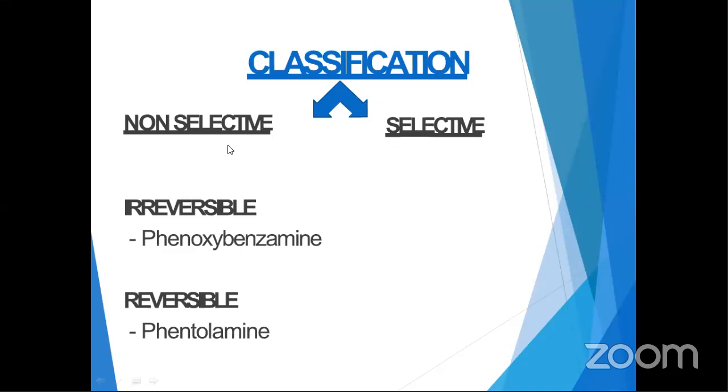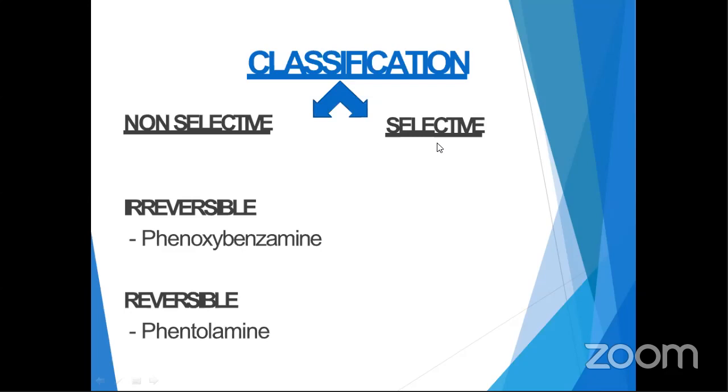When we say non-selective, it means that, as you know, alpha receptors can be classified into two types, alpha 1 and alpha 2. So when we say this alpha receptor blocker is a non-selective type, it means that it's going to block both alpha 1 as well as alpha 2. These drugs are phenoxybenzamine and phentolamine. These two drugs are going to block both alpha 1 as well as alpha 2 receptors. Now, when we say selective, which we'll see afterwards, it means that it's going to block either alpha 1 or alpha 2, not both at the same time.